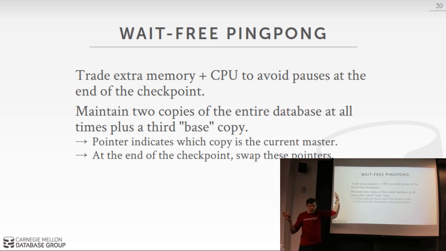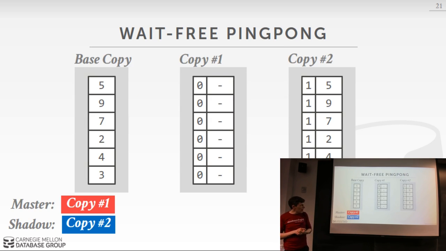And you don't have to block anybody to make this happen. So let's go through an example of this. This one's a little bit more complicated, but it should be pretty easy to follow. All right, so again, we have our base copy, and then we have our two copies we're going to flip back and forth. And then down below here, we have our pointer for what's considered the master and what's the shadow.